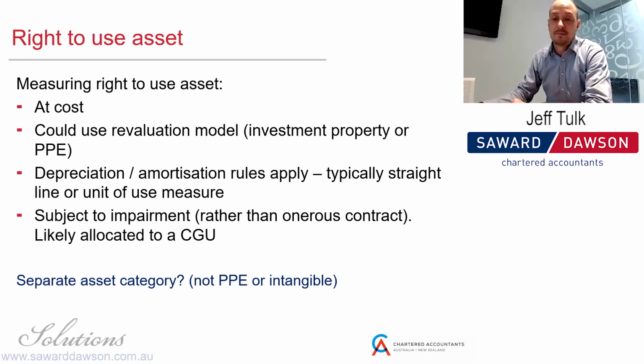Many questions are around, should it be a separate asset category? Is it included in PPE or is it an intangible? The answer is that we expect that it will be shown as a separate asset on the balance sheet. It is a separate asset category under the accounting standards, and accordingly we expect that the right to use asset will be shown separately.